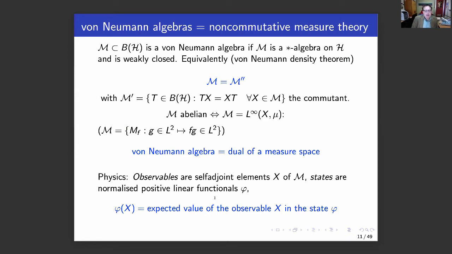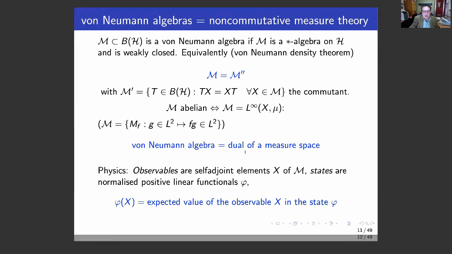A von Neumann algebra is a C star algebra, so it's a non-closed subalgebra of B of H, but which is algebraically closed in the following sense. We consider all operators that commute with all operators in M, and then we take twice this operation. And if we get the same algebra, so M is the set of operators that commute with all operators that commute with M, then in this case, it is a von Neumann algebra. And if you look at a commutative von Neumann algebra, then this is isomorphic to L infinity of a measure space. So a von Neumann algebra is a non-commutative measure theory.